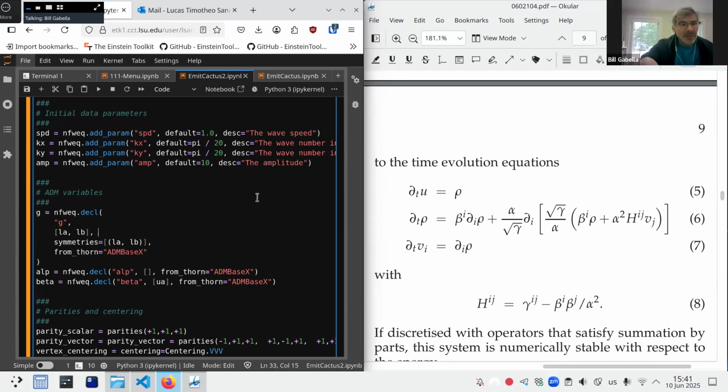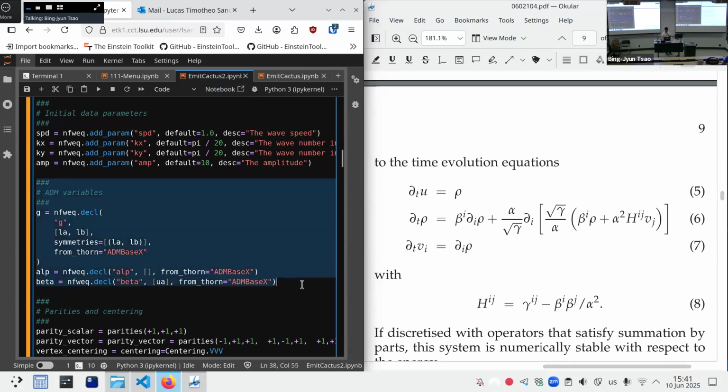So Lucas, this is Bill. Should my notebook be looking like what you're showing us? Because my version of an EmitCactus notebook looks very different. So what I am showing you is the solution notebook. You probably don't have that one, but I just put this here so that people can get a reference on how to get ADM based variables.